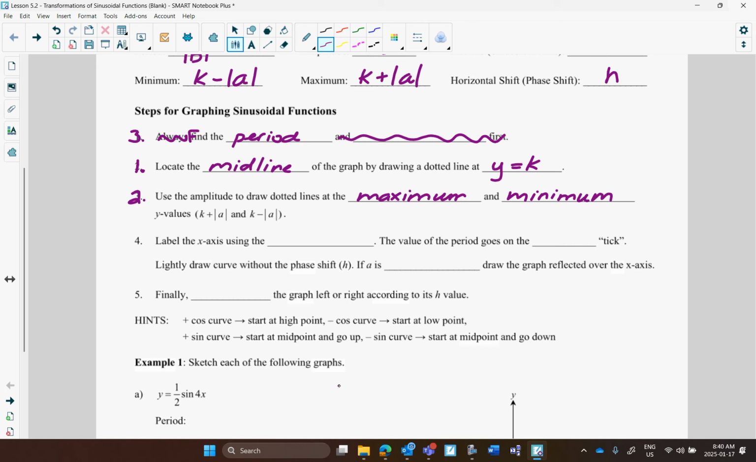And then we're going to come down to number 4, and we're going to label the x-axis using the period. And remember, when we were drawing basic sine and cosine graphs, we always did 4 ticks, 4 notches. Because basically, one cycle of sine and cosine is made up of 4 points. The 5th point, it returns to its starting point. The value of the period, whatever the period is, goes on the 4th tick, or 4th notch.